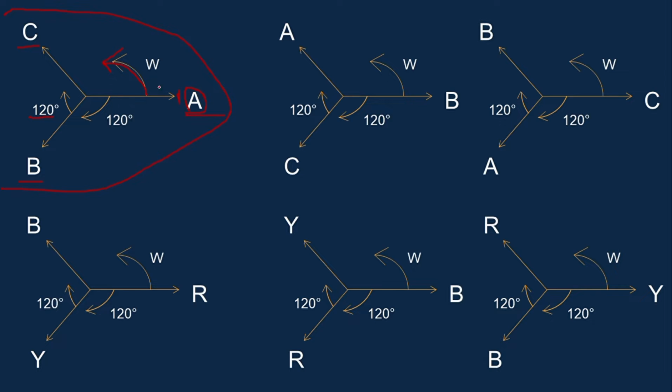voltage A. Kapag nag-rotate ulit, pa-counterclockwise, ang matatamaan naman ng ating zero phase point or point of maximum voltage ay ang voltage B. And then, kapag nag-rotate na naman ito, ang huli nating matatamaan is the voltage C. So, the sequence of this is ABC sequence, also called as positive sequence.